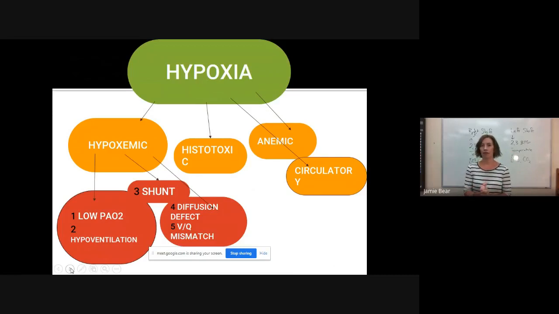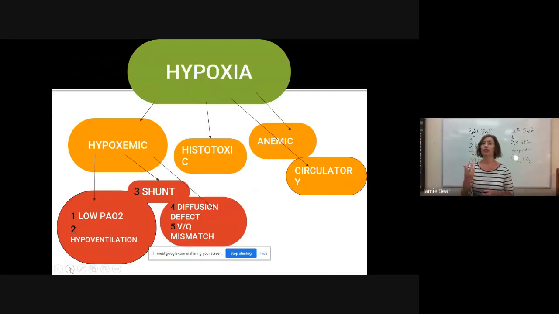Once again, the different types of hypoxia: hypoxemic, histotoxic, anemic, and circulatory. Histotoxic hypoxia is generally from something like cyanide poisoning or some sort of gaseous poisoning in which it kills your tissues. So there's not a problem with the amount of oxygen in your blood. It's just that the tissues are damaged, and so they can't uptake the oxygen. Anemic is just what it sounds like. There's a low hemoglobin and hematocrit in your blood, so there's not enough of the carrier molecules to take the oxygen to the tissues.